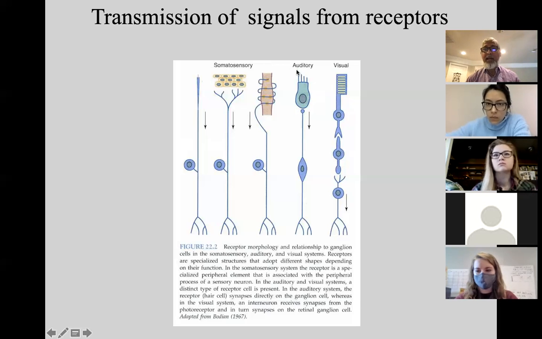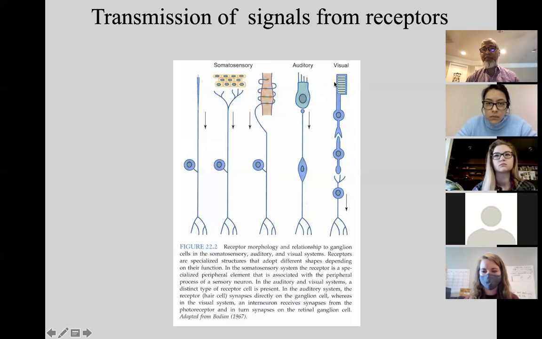Whenever an auditory stimulus is received by the hair cells of the organ of Corti, the receptor produces a generator potential, right? When this generator potential reaches the threshold for excitation of this nerve, then it will produce an action potential here, right? But this receptor is separated from this nerve.